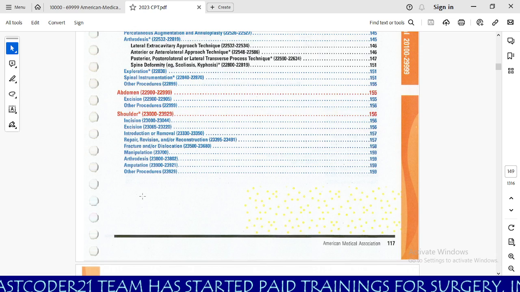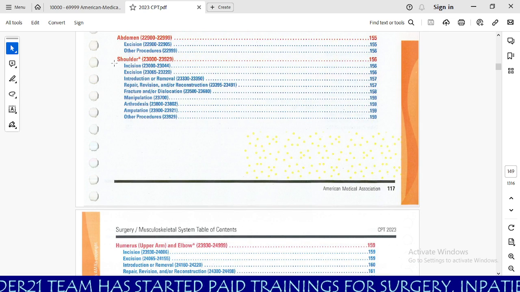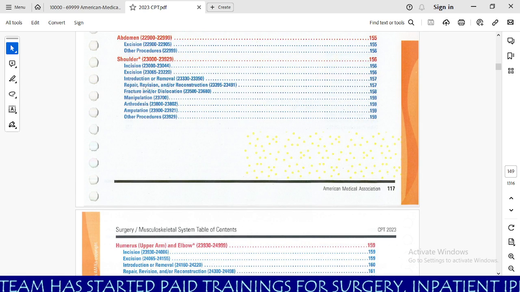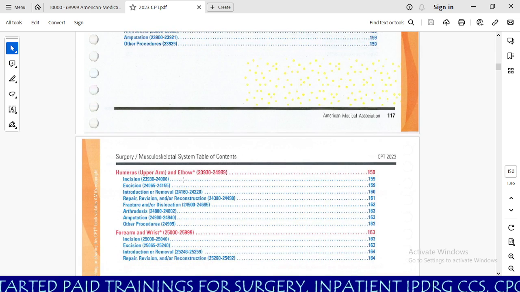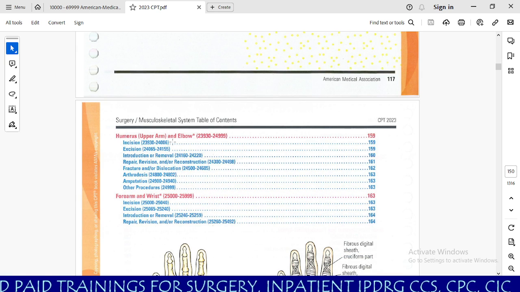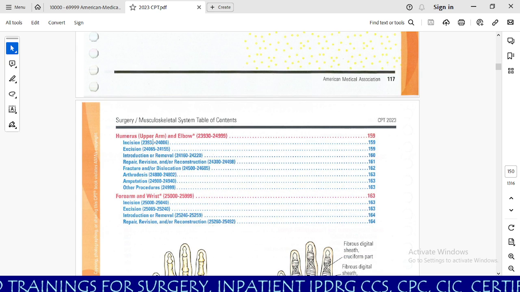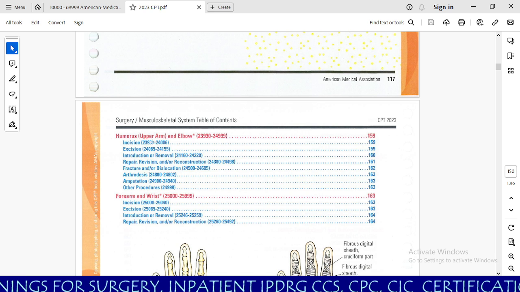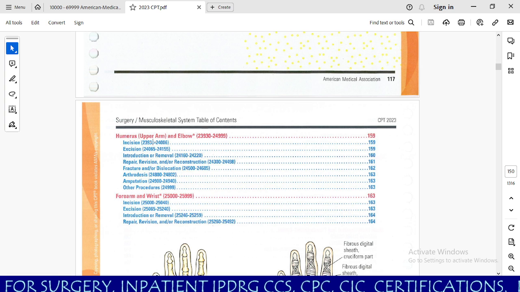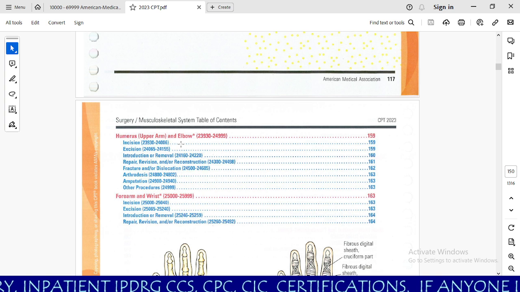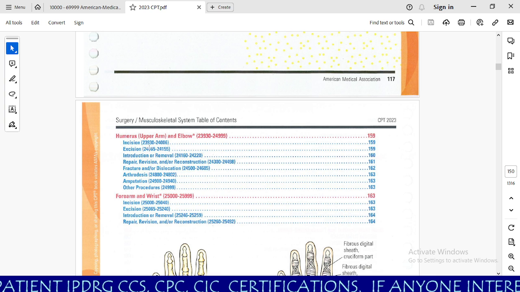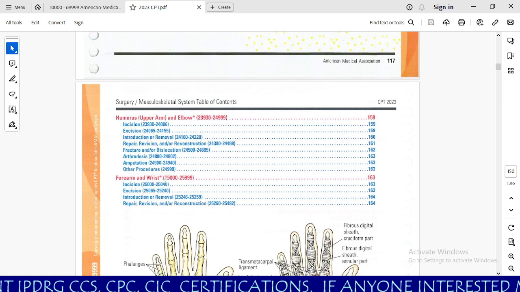Next we have shoulder area. In shoulder also we have incision, excision, introduction, removal, repair, revision, fracture, dislocation, manipulation, like those, arthrodesis. Here we have humerus. Usually we call the upper arm the humerus. There we have shoulder area or shoulder joint forms and elbow. In here also we have incision, excision, introduction or removal.